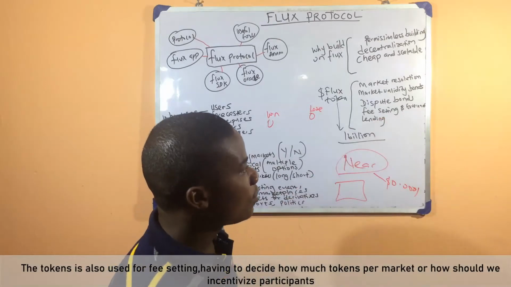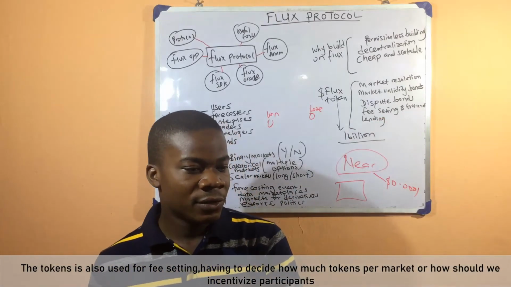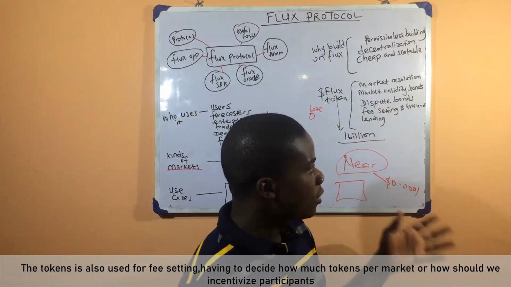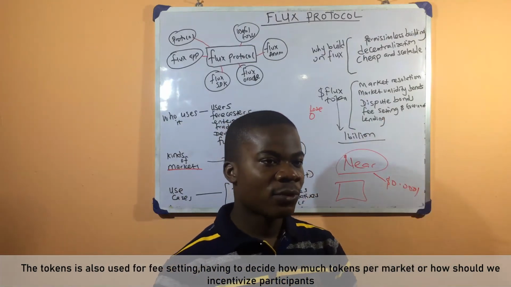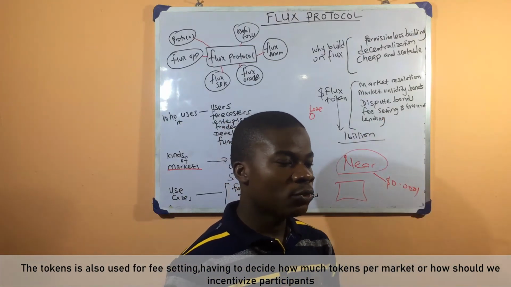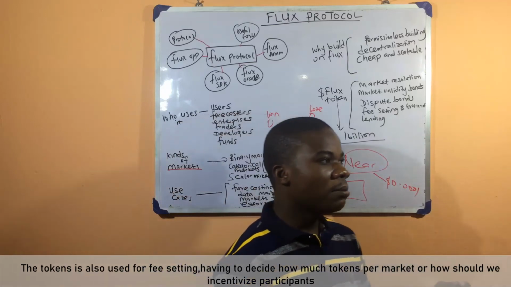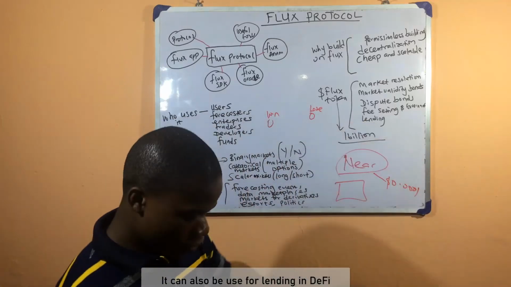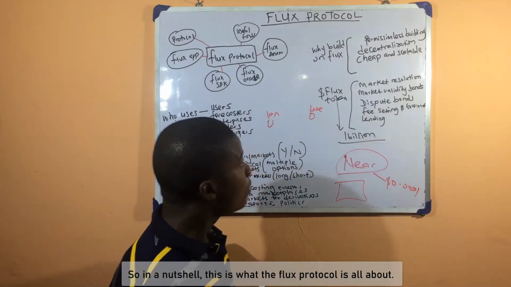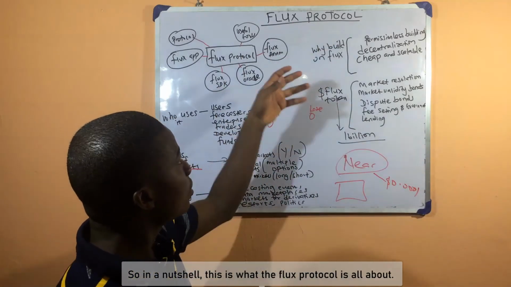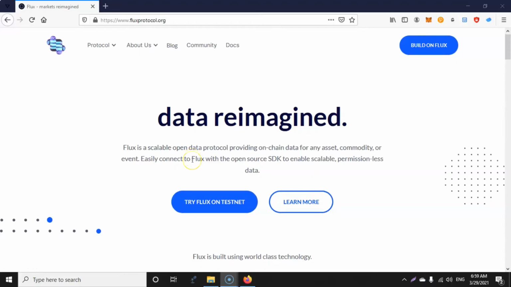And then for fee setting, the tokens are used for fee setting and also governance of the platform. We want to decide what incentive we should give to people, what should be a market, and the rest of them. And then it can be used in lending and the rest of them. So in a nutshell, this is what the FLUX protocol is all about.